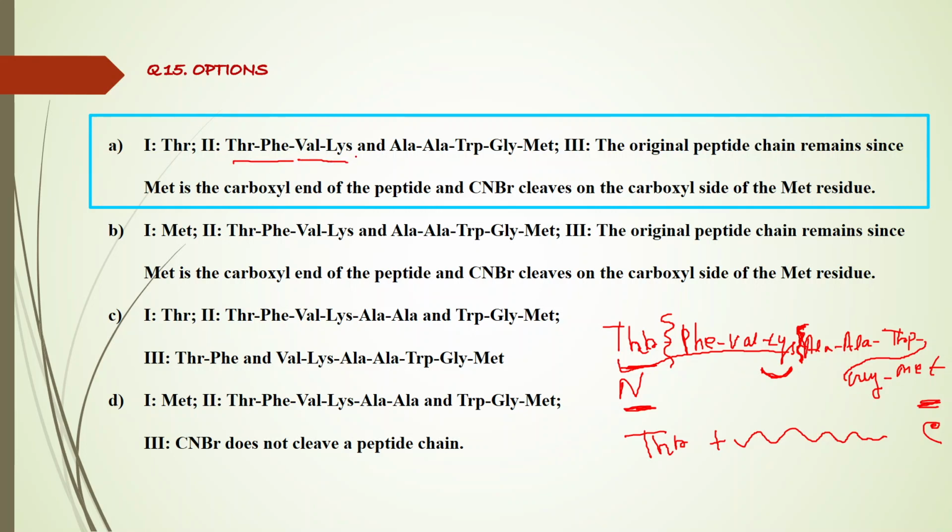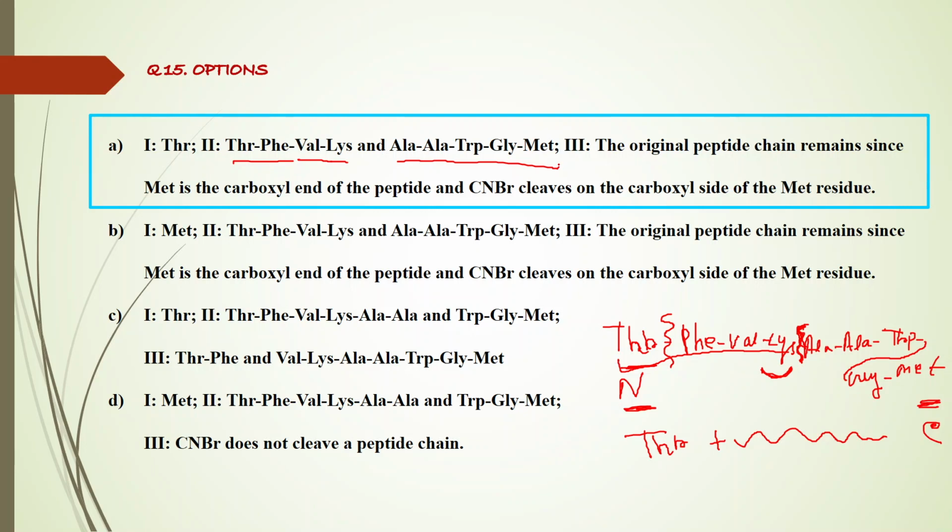Okay, fine. And another part, after cleaving at this portion, is alanine, alanine, tryptophan, glycine, methionine. Okay, and this is your part. So this is correct. Moving to the last option, that is CNBR. Again here also you have to remember what CNBR does in case of peptide bonds. So CNBR cleaves after methionine residues at the carboxyl site.